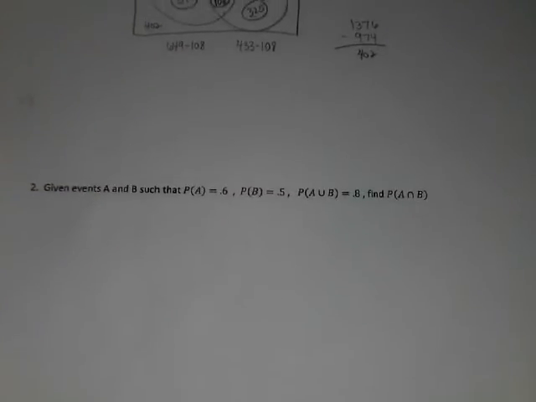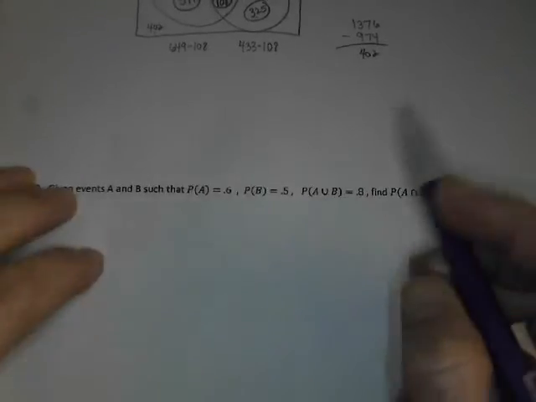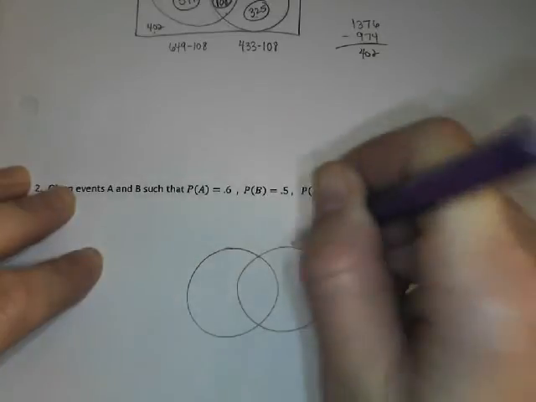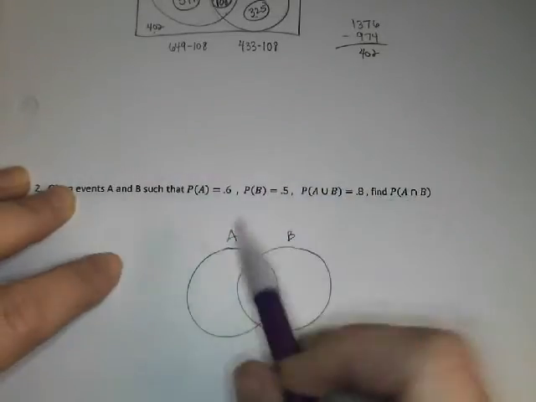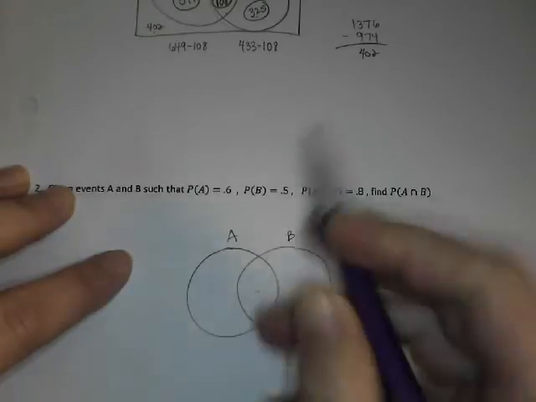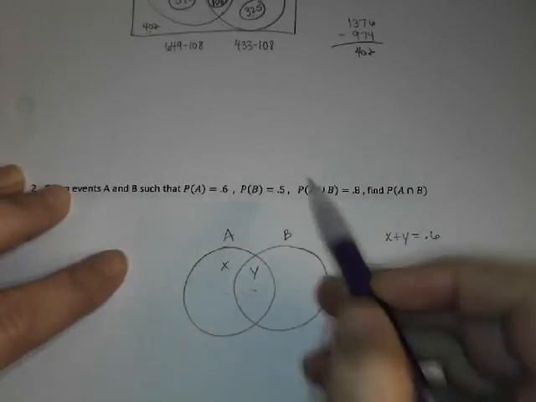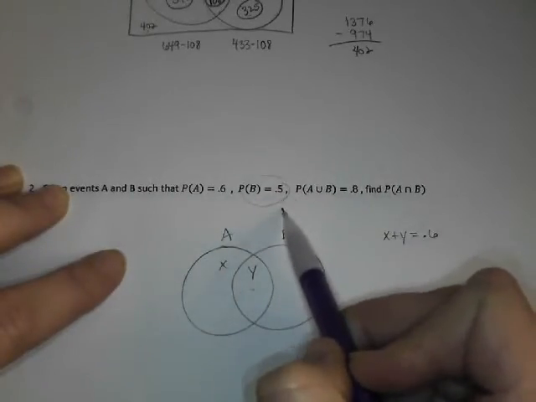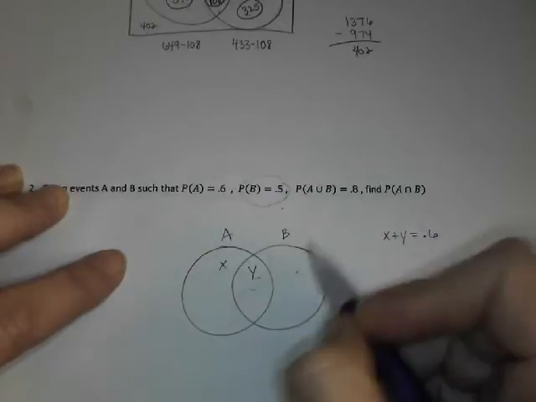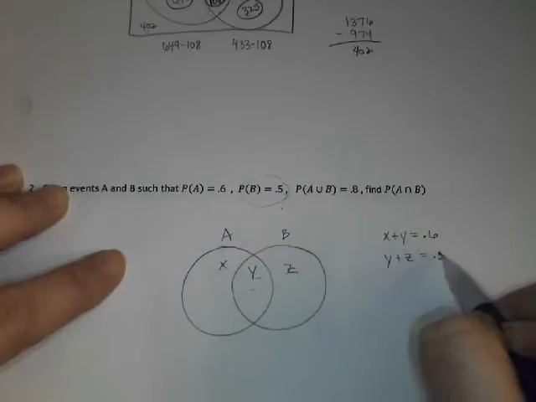Number two, similarly, a Venn diagram is helpful. You've got A and B, and they also tell you what A union B is. So here's A, here's B. I know that A is supposed to be a total of 0.6, I just don't know how it's broken up. So X plus Y is supposed to equal 0.6. For the probability of B, supposed to add up to 0.5, I just don't know how that's going to go, so I have to write it generically that Y plus Z equals 0.5.